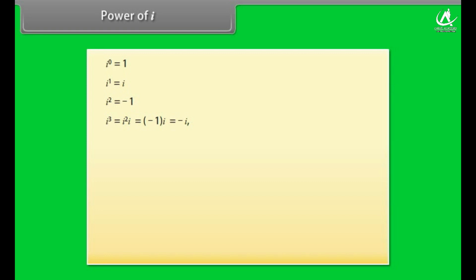We get minus iota. Similarly, iota raised to power 4 is equal to square of iota square, minus 1 square, is equal to 1. Iota raised to power 5 is equal to square of iota square into iota, is equal to minus 1 square into iota, is equal to iota.